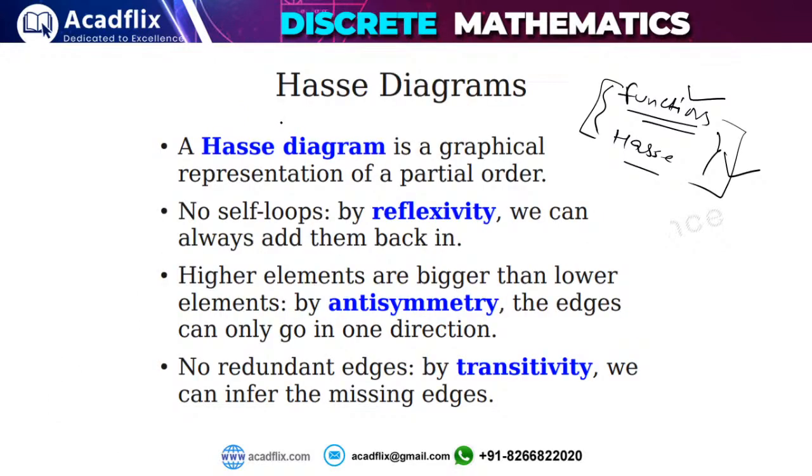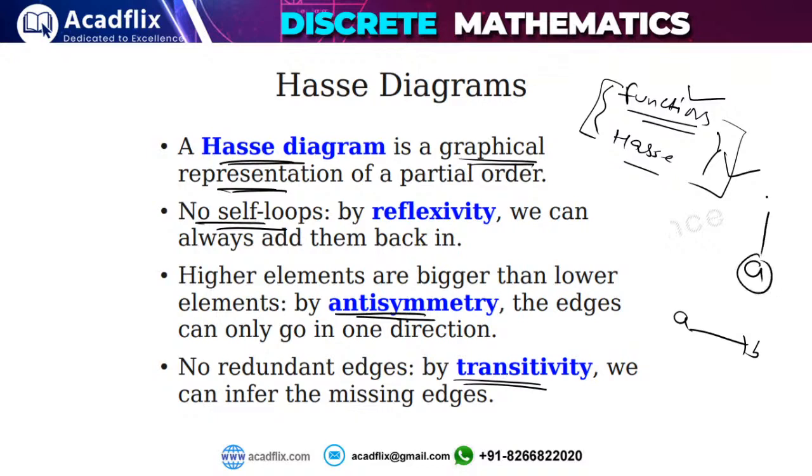So now let's see some examples. In the Hasse diagram, basically a Hasse diagram is nothing but a graphical representation. In this representation, we do not show self loops. These are already there, but we are not showing them. Similarly, we do not show transitive edges. We only show the anti-symmetric property. In this anti-symmetric property, if A is related to B, then we will show it like this: A, B. Okay, so this is our Hasse diagram.